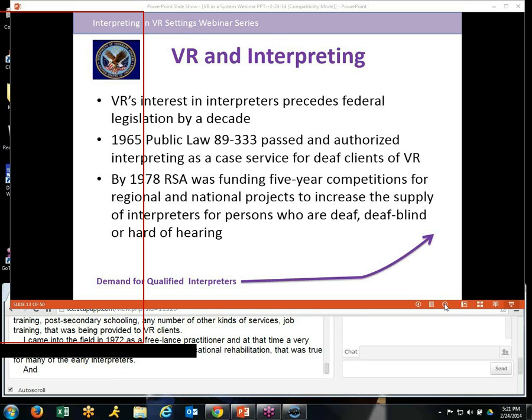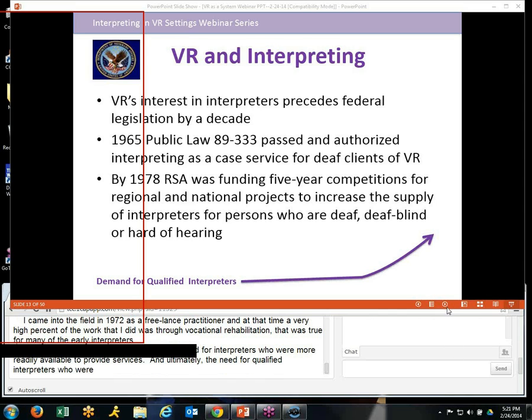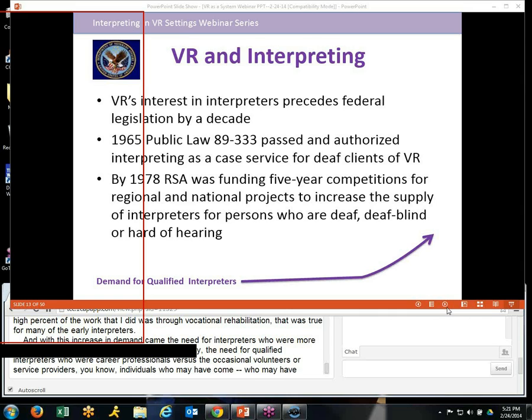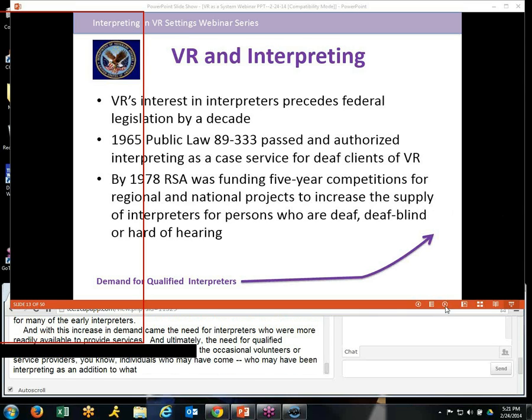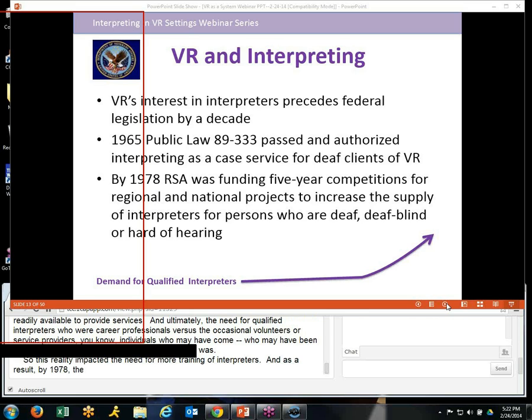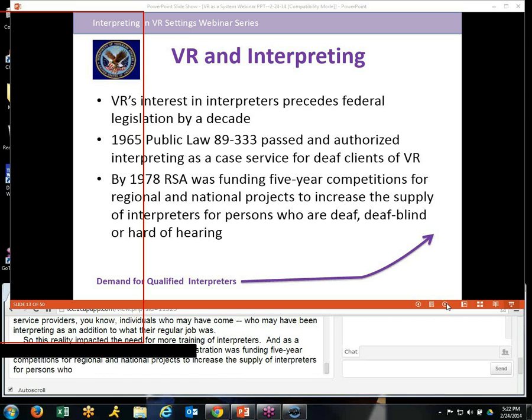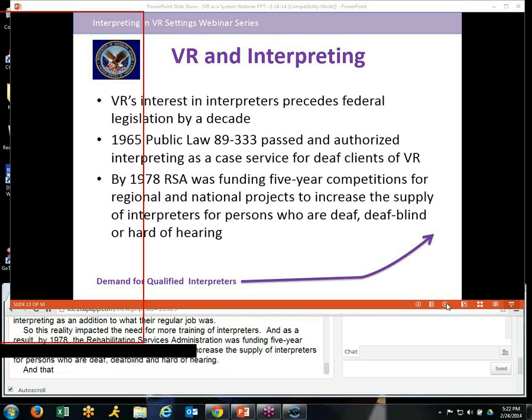And with this increase in demand came the need for interpreters who were more readily available to provide services. And ultimately, the need for qualified interpreters who were career professionals versus the occasional volunteers or service providers, individuals who may have done interpreting as an addition to what their regular job was. So this reality impacted the need for more training of interpreters, and as a result, by 1978, the Rehabilitation Services Administration was funding five-year competitions for regional and national projects to increase the supply of interpreters for persons who are deaf, deafblind, and hard of hearing. And that funding continues today and is what underwrites these webinars.